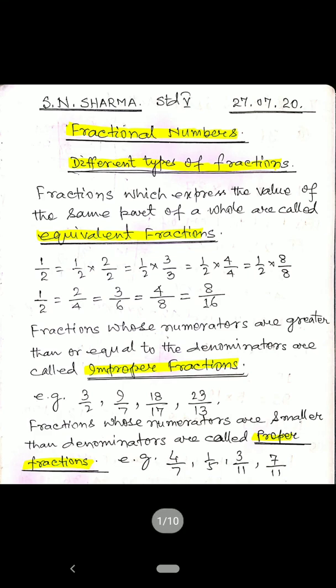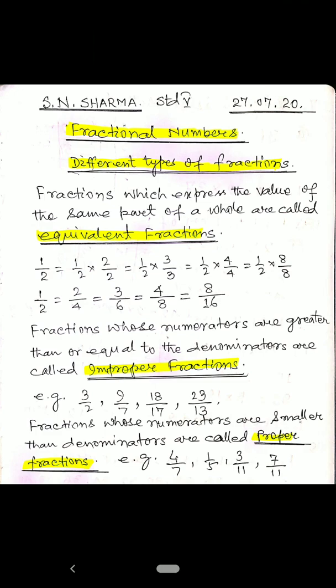1 by 2 can be written as 1 by 2 multiplied by 2 by 2, equal to 1 by 2 multiplied by 3 by 3, equal to 1 by 2 multiplied by 4 by 4, equal to 1 by 2 multiplied by 8 by 8. Therefore, 1 by 2 equals 2 by 4 equals 3 by 6 equals 4 by 8 equals 8 by 16.